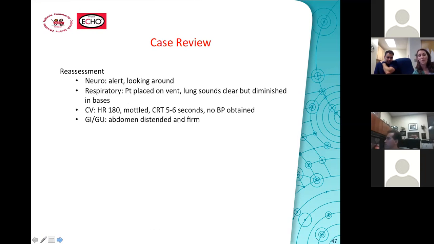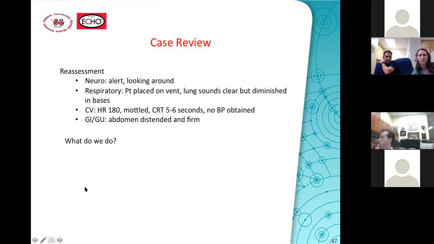So on our arrival, the patient was pretty alert and looking around. We actually had to sedate her. We placed her on our vent. Lung sounds were clear, but a little bit diminished, but she was still pretty tachycardic, had poor perfusion. Like I said, they had not obtained a blood pressure, and when we did, my systolic was in the 40s to 50s, and the abdomen was pretty firm and distended.